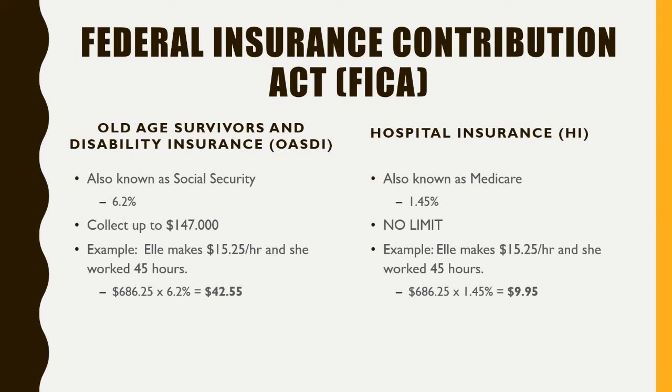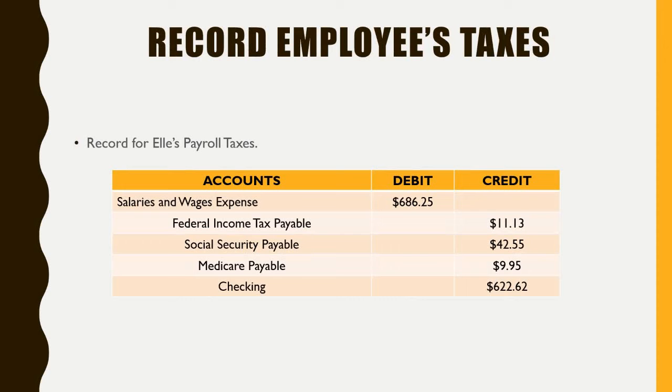Okay, so Social Security is 6.2% of gross earnings. So here we figured out that it was $42.55. Then, excuse me, Medicare is 1.45% of gross pay, which we calculated as $9.95. So then, right, these are the bare minimum that you have to withdraw from an individual's paycheck, right?